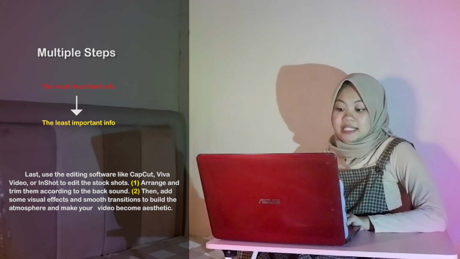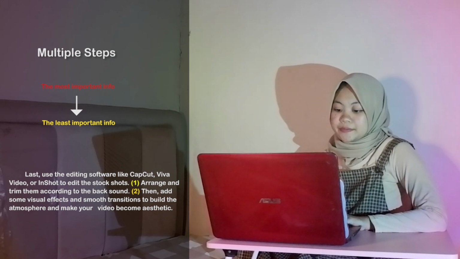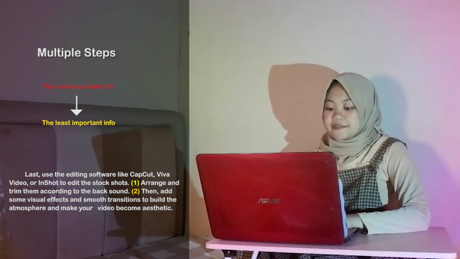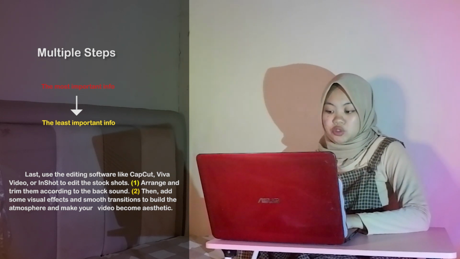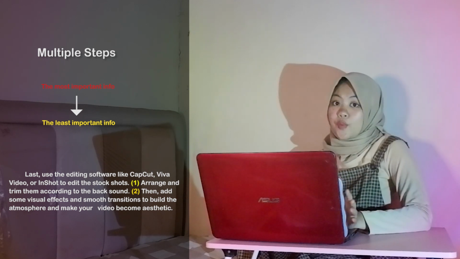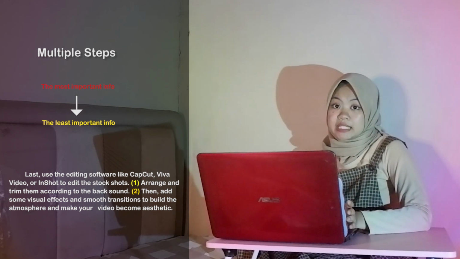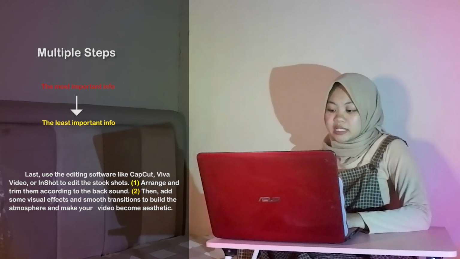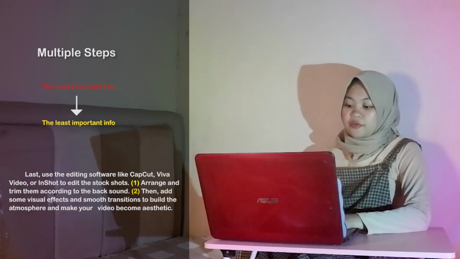One, arrange and trim them according to the background. Then, add some visual effects and smooth transitions to build the atmosphere and make your video aesthetic. Why did I put arranging and trimming as the first detail? I put it as the most important information before the other one. Now, it is better for you to know how to write an effective process paragraph.